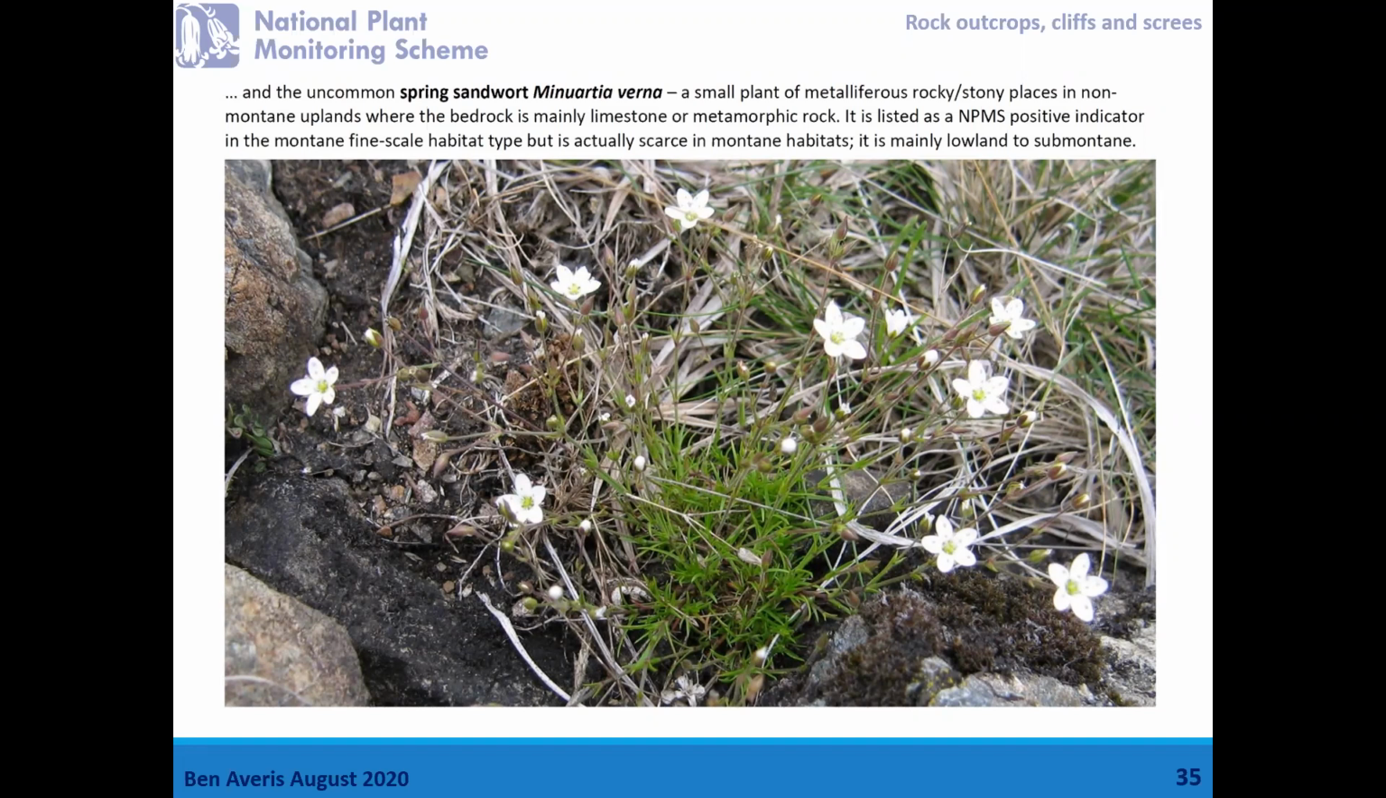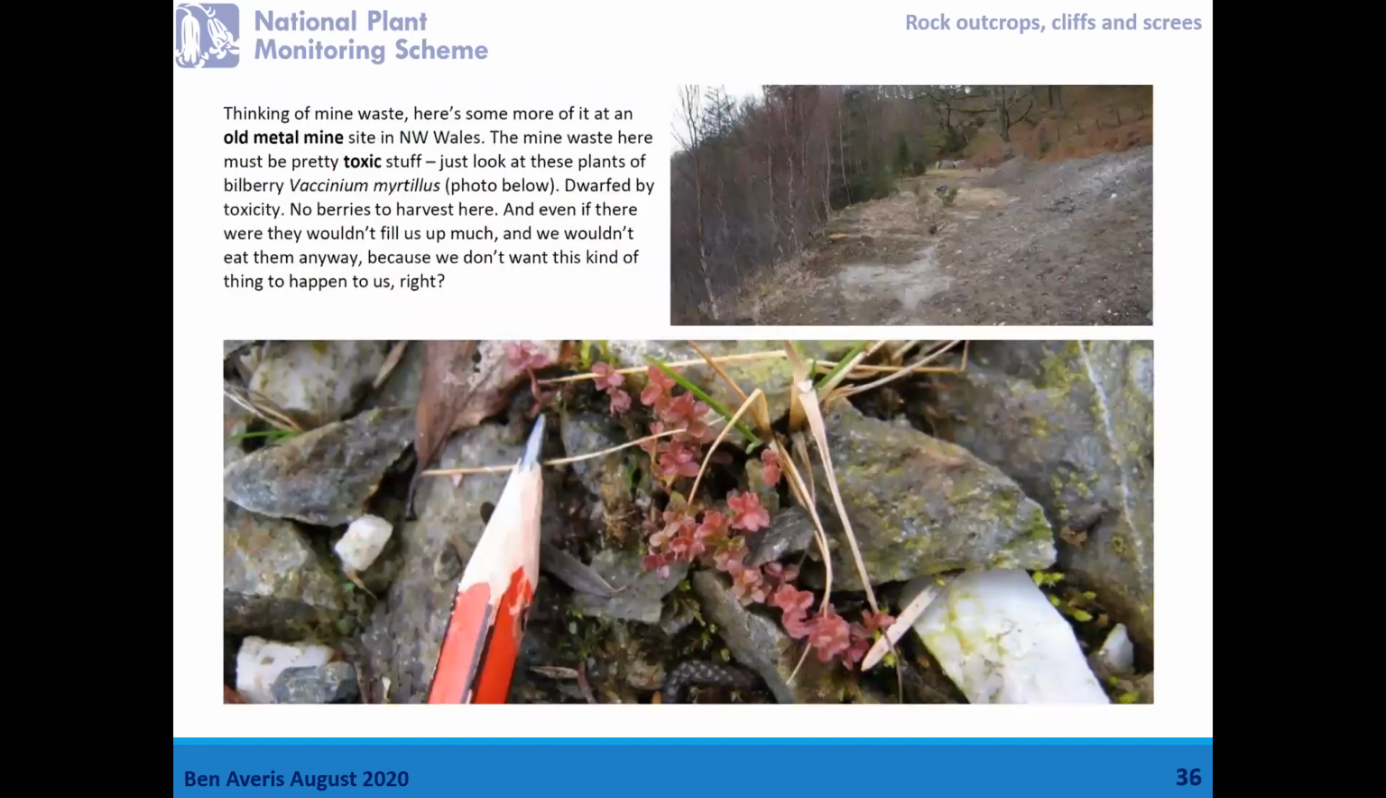And on the next page, there's another example of that kind of rock, old sort of mine waste habitat, which can have a distinctive flora, distinctive bryophyte flora as well. Actually, mosses and liverworts could be pretty good. And just seeing what it can do to the plants, dwarfing those plants. That's actually bilberry growing there. See how small it is compared with that pencil.